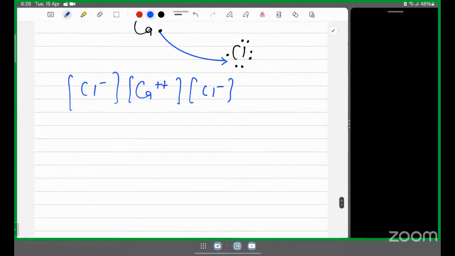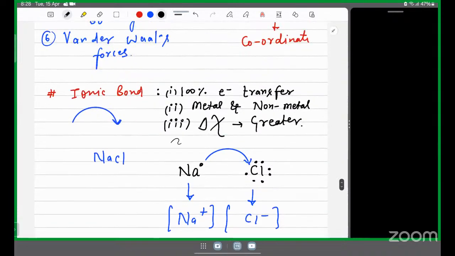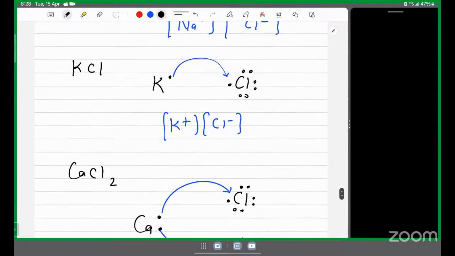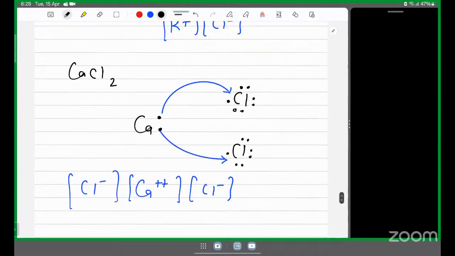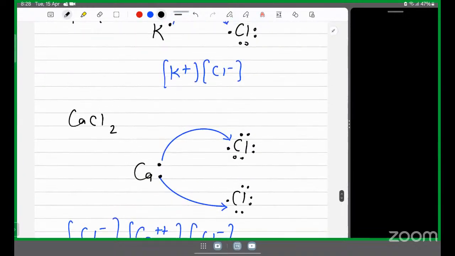This will be Ca plus plus and Cl minus, Cl minus. Now the important point about ionic bond is that ionic bond is non-directional in nature. Ionic bond is non-directional in nature, and all the compounds with ionic bond are known as ionic compounds. So what are ionic compounds? Ionic compounds are the chemical compounds which contain ionic bonds between the constituent atoms or ions.